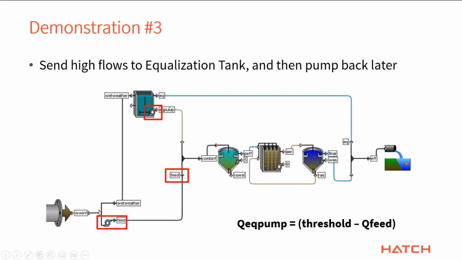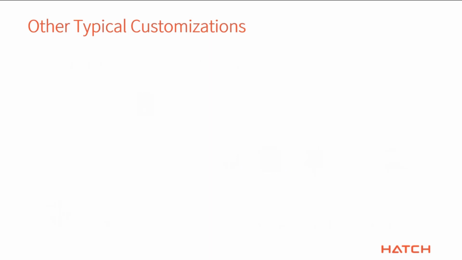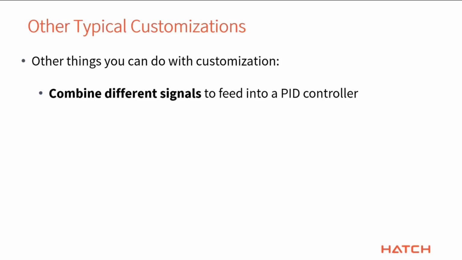If we don't pump it back enough, you can see here that the overflow from the EQ tank goes straight out to the effluent. That's why we were getting some huge numbers over here, and I want to be able to avoid that. Okay, I realize that might not be the most realistic way a plant would be organized, but I wanted something I could do in 10 minutes for the demonstration today that has a little bit of a realistic feel to it.